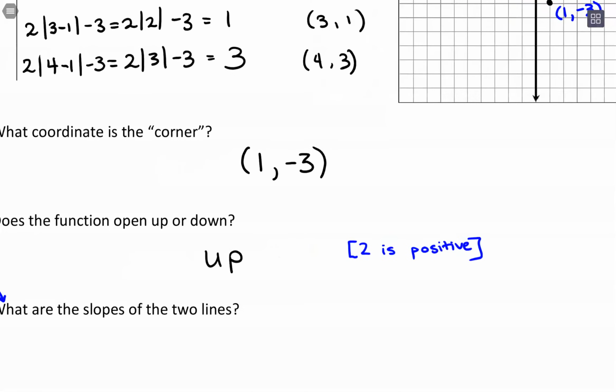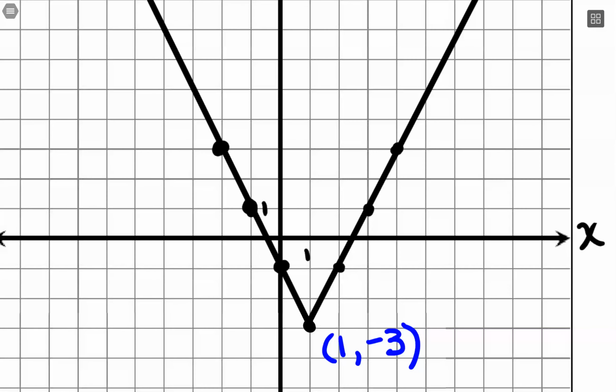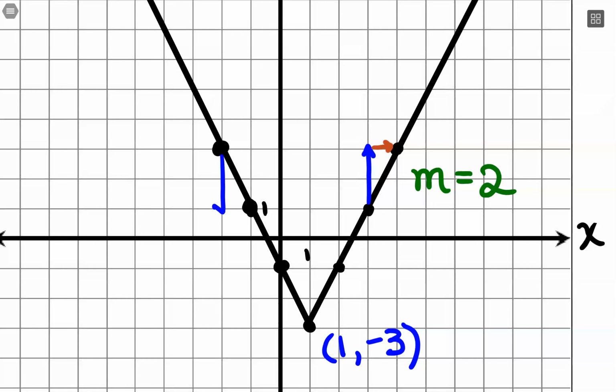Alright, the last piece I want us to notice are the slopes of the 2 lines. On the right hand side here, to get between 2 points, I would go up 2, right 1. So what I have over here is a slope of positive 2. On the left hand side, we go down 2, right 1, and that shows a slope of negative 2. Like I said in the previous video about absolute value functions, numerically we're going to have the same value, it's just one side will be negative and one side will be positive.